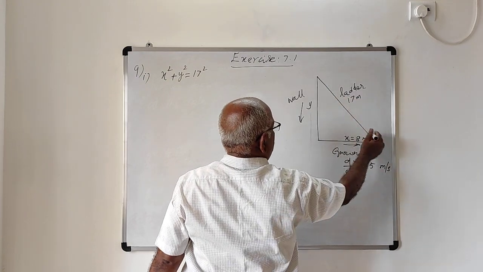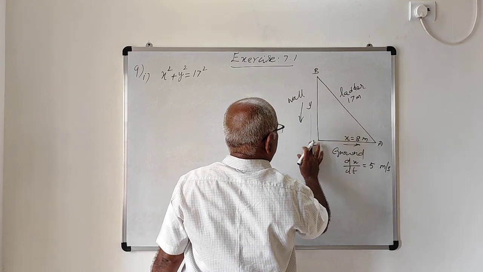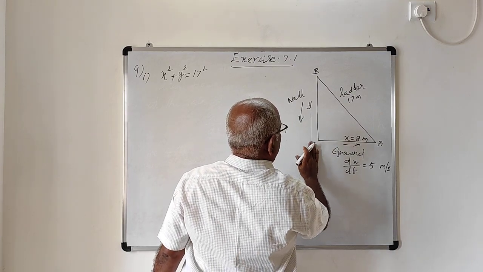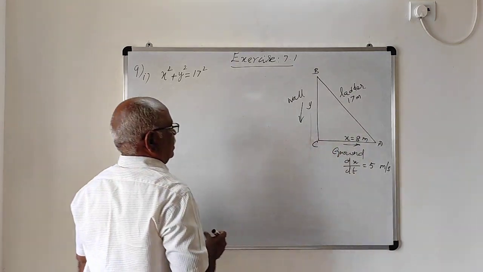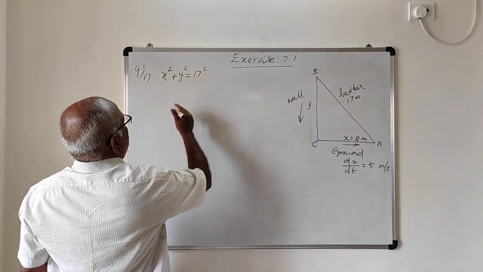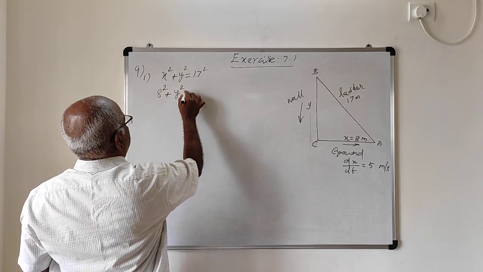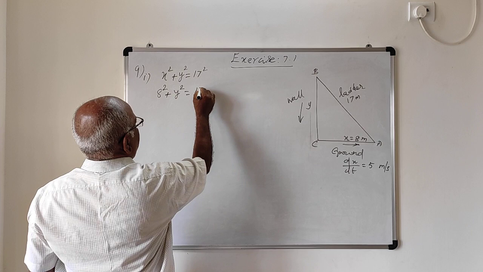AB is the ladder, BC is the wall, AC is the ground, you can say. X square is given as 8 square, you don't know y square, you determine with 17 square.